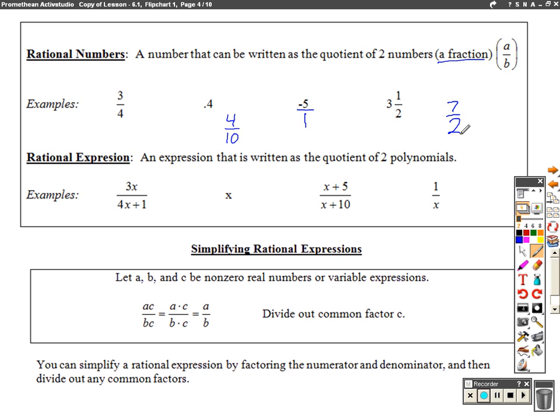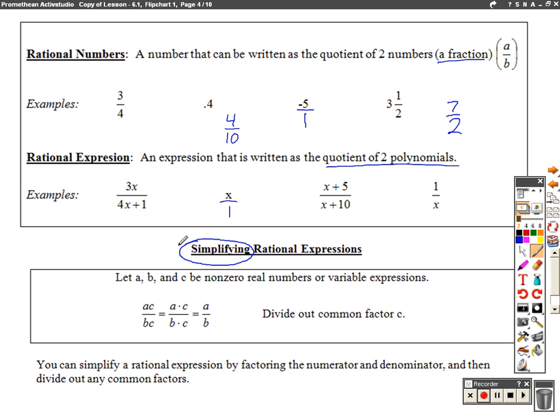Rational expression is the same idea, except now we're bringing variables into it. Remember, all of Chapter 5 had to do with polynomials. So a rational expression, it's just a quotient of two polynomials. You're just dividing two polynomials. In this lesson, we discussed simplifying rational expressions and multiplying and dividing them as well. And then we get into adding and subtracting. But simplifying rational expressions, that's something that's part of this entire chapter.